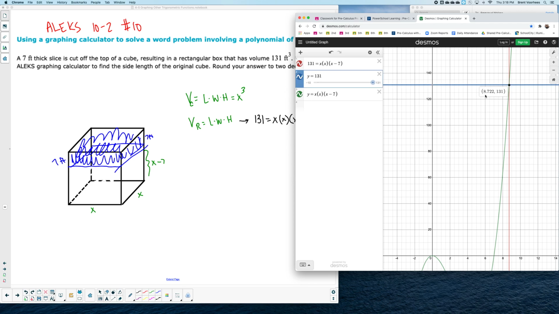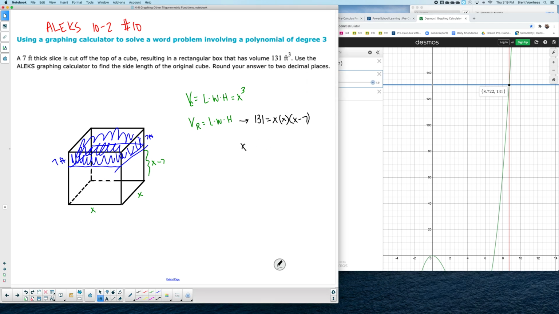My length, my x, is 8.722, which means my drawing is not very accurate to scale at all. That's my answer there. So solving this, I get x equals 8.722, which is the original cube base. Each one of those would be 8.722. And it says round to 2 decimal places, so what we would actually type into the calculator here is 8.72, and this is in feet. And so that would be our solution here.